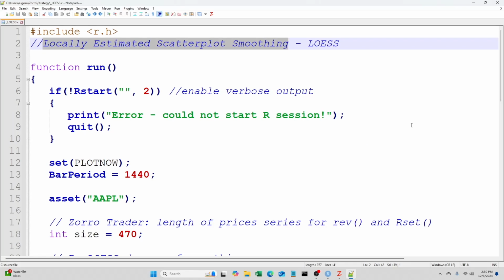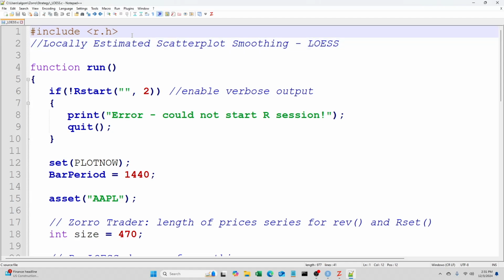So let's go through this code line by line. The first thing you really need to do is include this directive right at the beginning of your code, because not in all the examples in the Zorro Trader manual do you see this, but every single time you want to use R, you have to include this R library, the R header, because without it your code will not work. This is a library that's necessary so that Zorro Trader can talk to R.